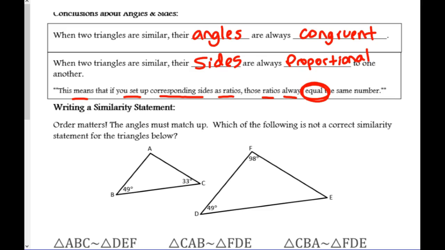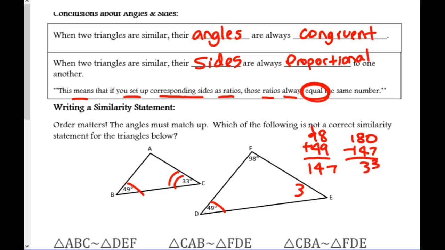So, let's look at this example. B and D are the same, right? The question is, C is the same as what? Now, I don't see a 33 degrees here, right? You would think it's E, but I don't have 33 here, right? But I could figure this blank out, to see. Let's make sure it's 33. So I'm going to take the 49 and the 98 over here, add them up. I get 147, subtract that from 180, and I get 33. So yeah, it is 33.